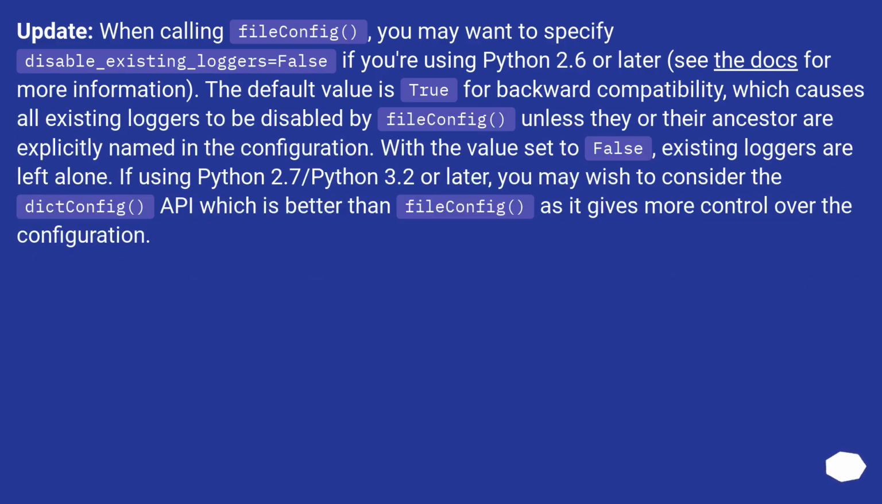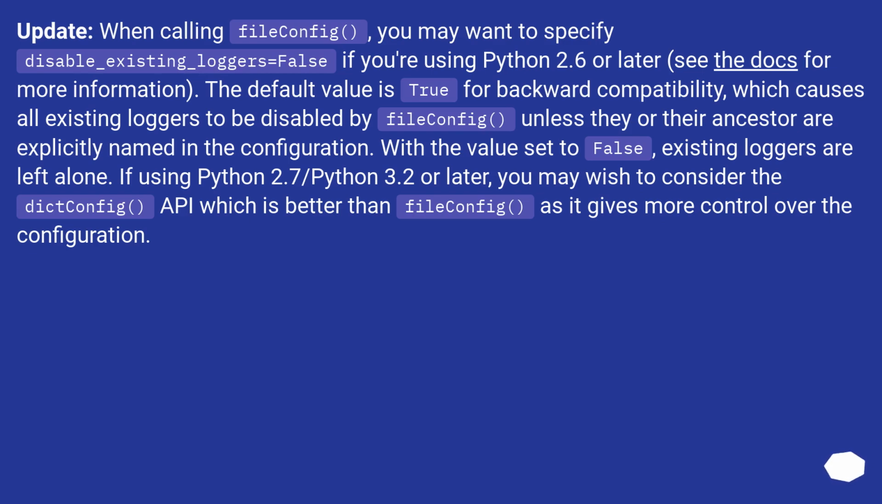Update: when calling fileConfig, you may want to specify disable_existing_loggers=False if you're using Python 2.6 or later. See the docs for more information. The default value is True for backward compatibility, which causes all existing loggers to be disabled by fileConfig unless they or their ancestor are explicitly named in the configuration. With the value set to False, existing loggers are left alone.